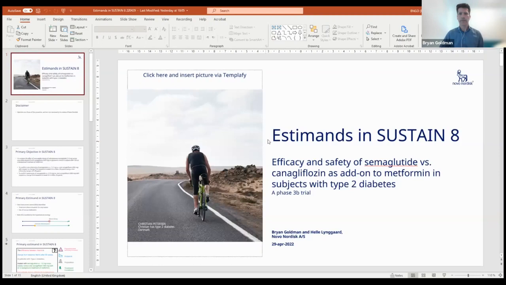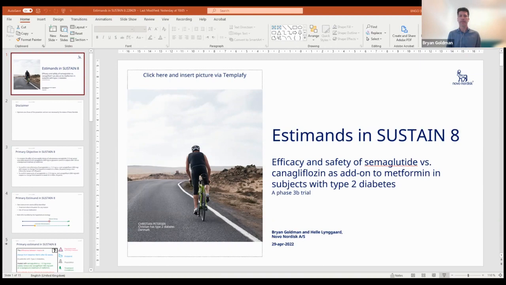Well, thank you very much for inviting me. It's actually very exciting to join in on this workshop and hear a little bit about the discussions going on around Estimands in this group. It's fantastic. These slides relate to a trial that's now a few years old from Novo Nordisk, where I'm working. Sustain 8.